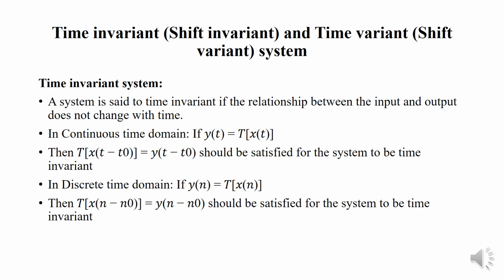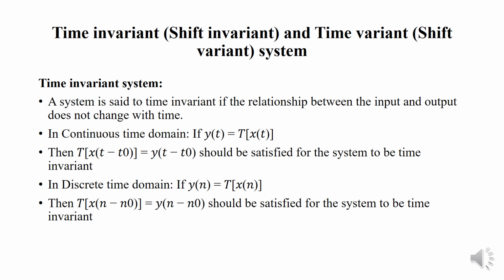Time variant and time invariant systems, or shift invariant or shift variant systems. Time invariant system. A system is said to be time invariant if the relationship between the input and the output does not change with time. In continuous time system, if y of t equal T of x of t, then T of x of t minus t naught equal to y of t minus t naught.